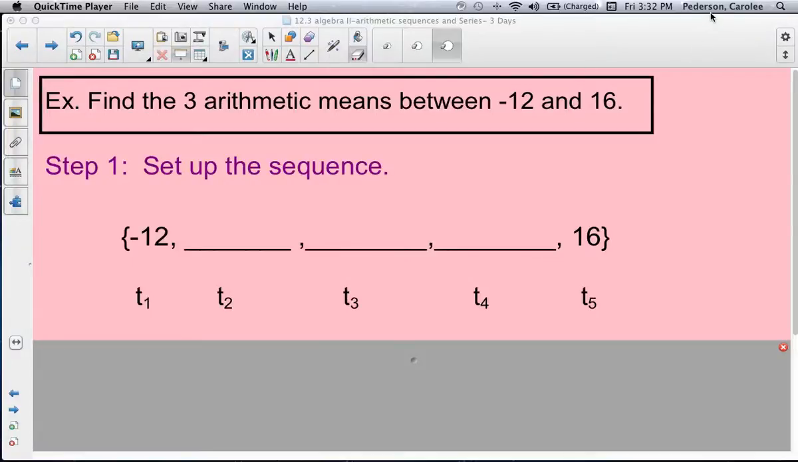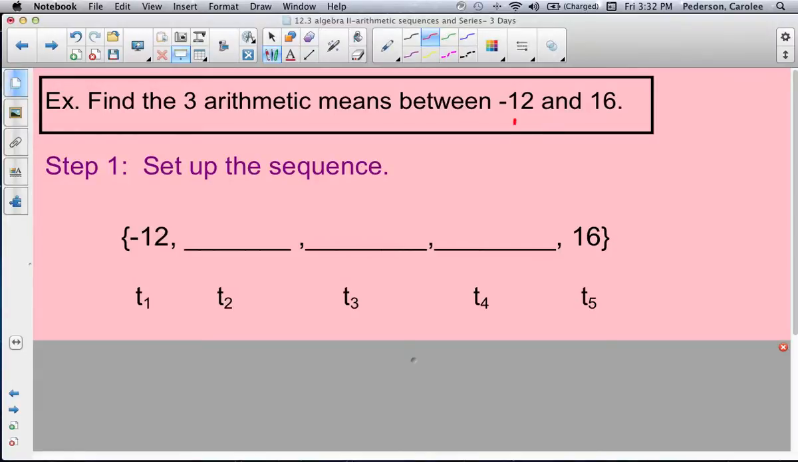This example is finding three arithmetic means between term 1 and term 5. Term 1 is a value of -12. Term 5 is 16. And we want to find three terms in between there.